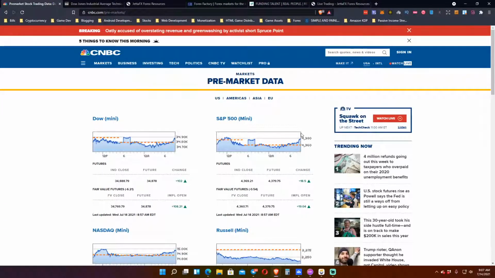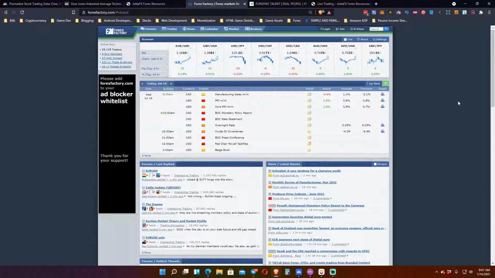We still got another 23 minutes before the market opens, so let's look at forexfactory.com. As you can see, it's a very high impact news day, so we probably won't be trading as much today, because we have news coming up at 10 a.m. Eastern with the CAD, and then we have another USD news with the crude oil inventories at 10:30, and then the Bank of Canada press conference at 11, and then Powell is going to testify today at 12 p.m.